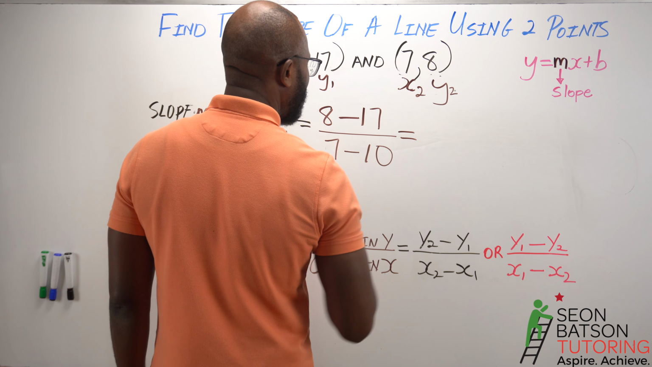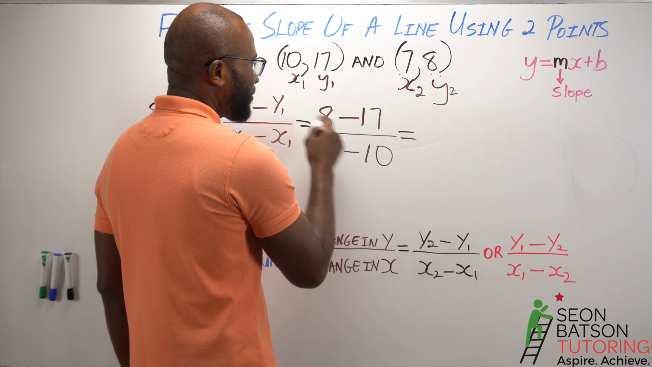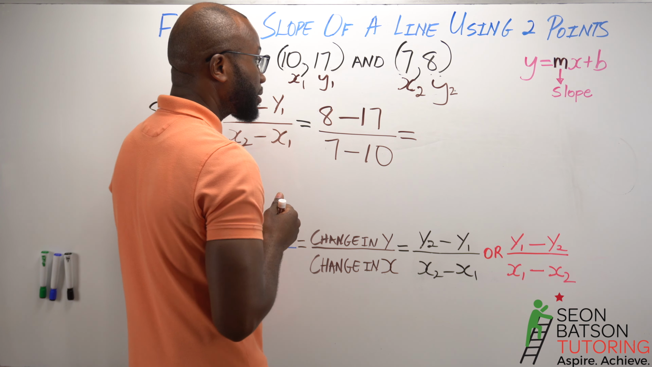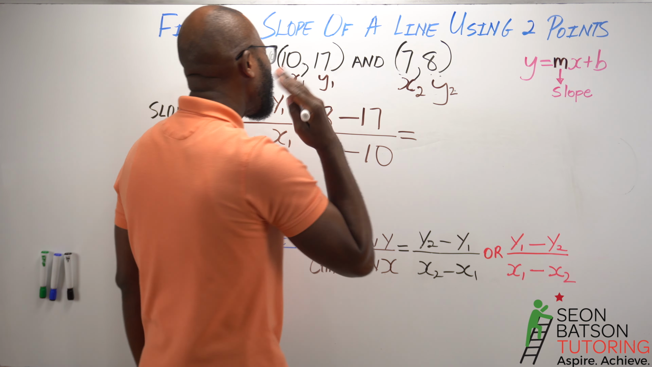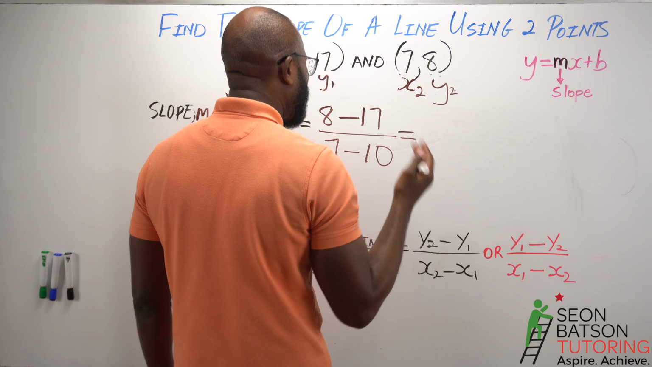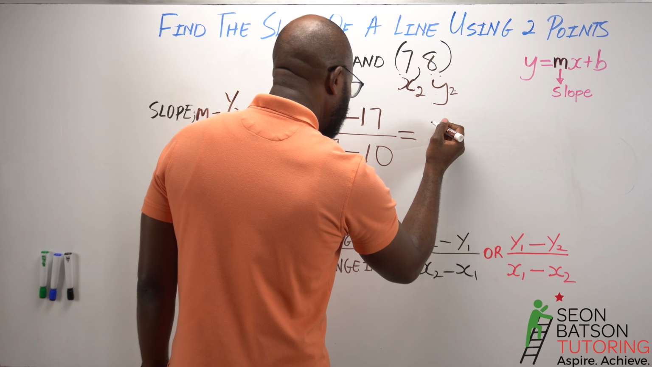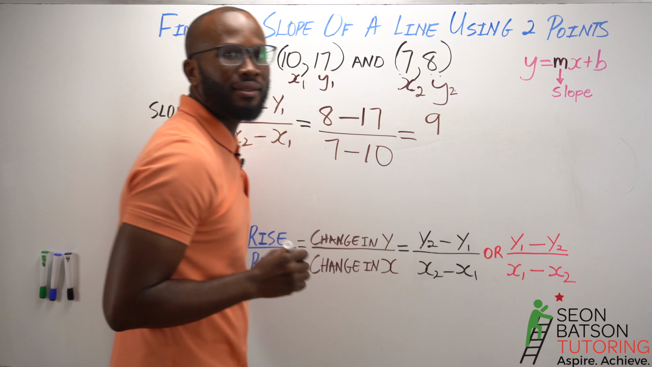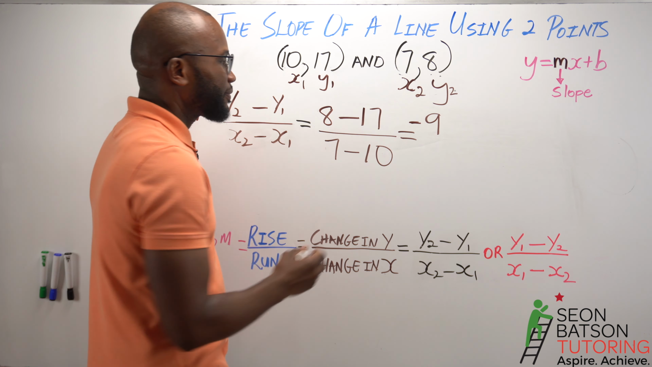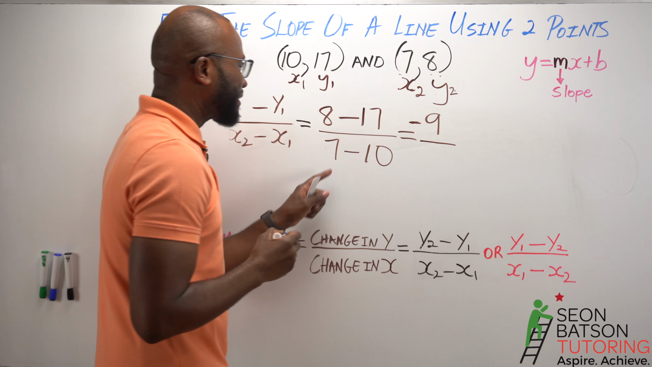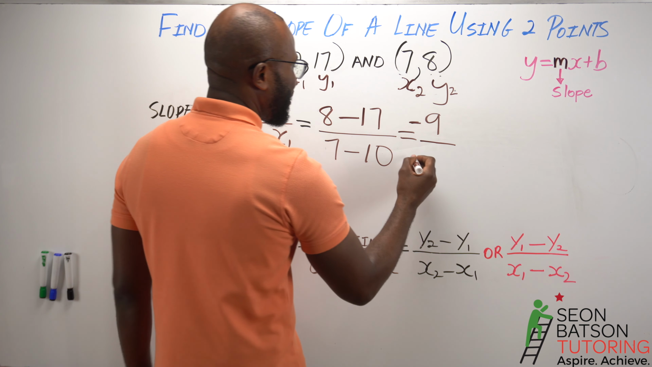Let's see what's happening here. 8 minus 17 will give us, speak up, should give us 9. Very good. -9. And 7 minus 10 should give us -3.